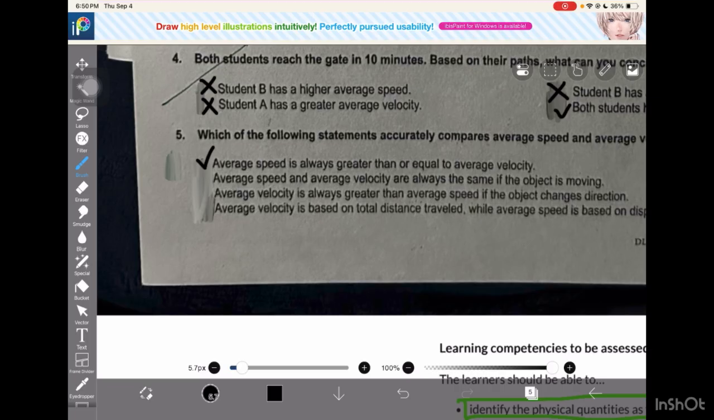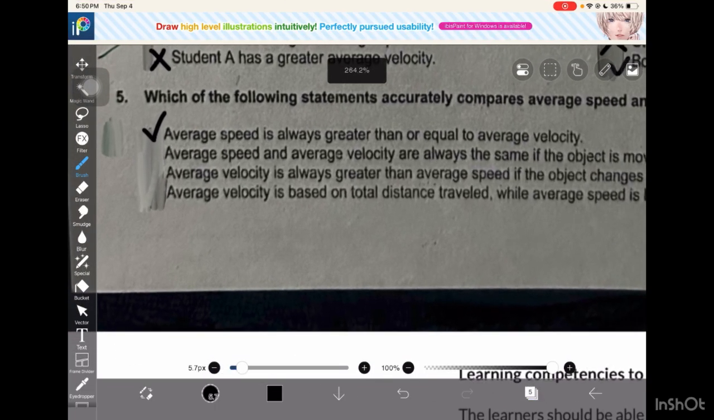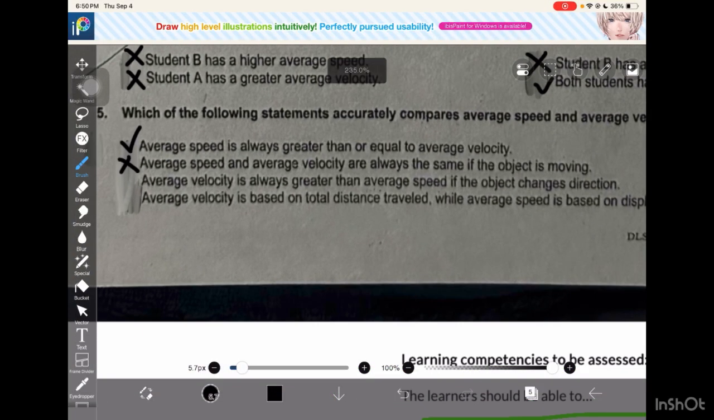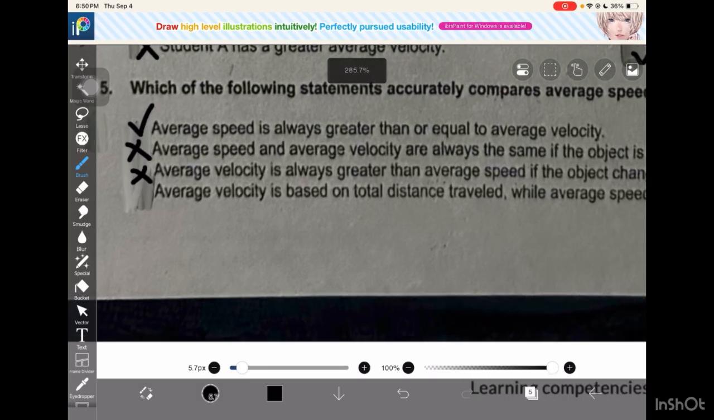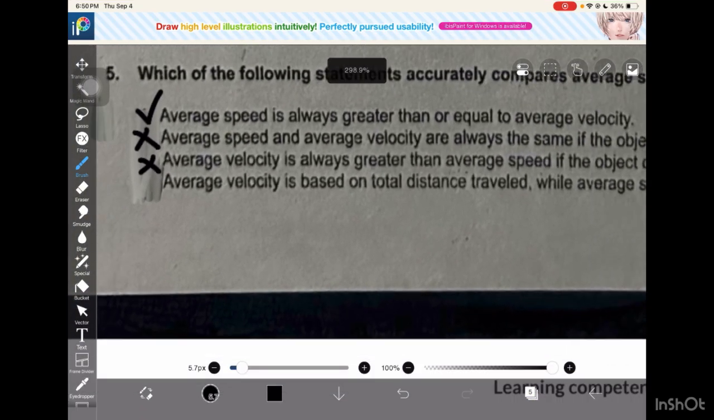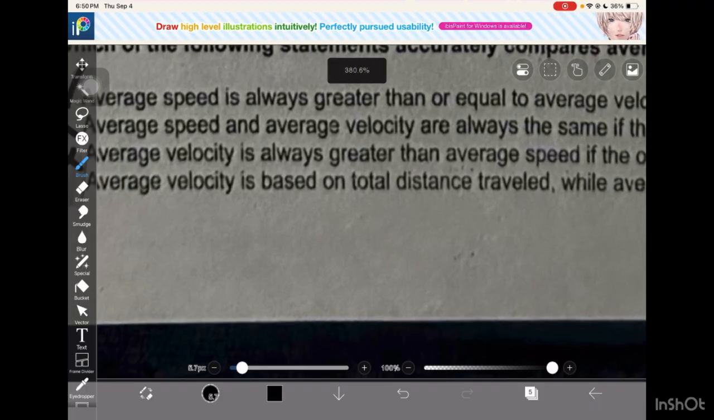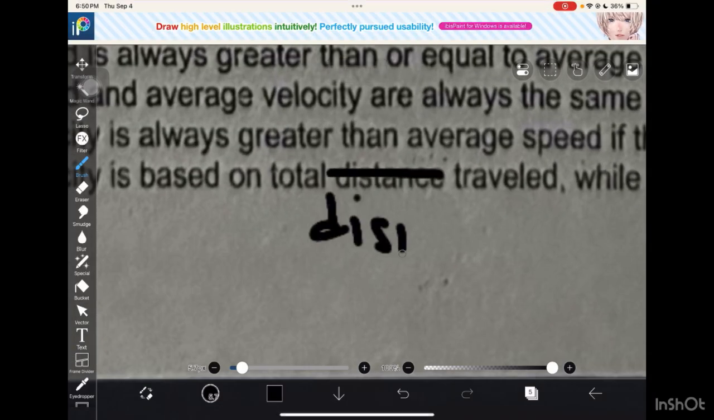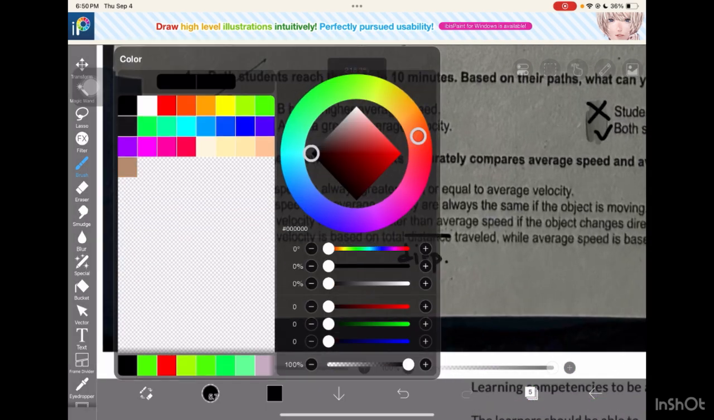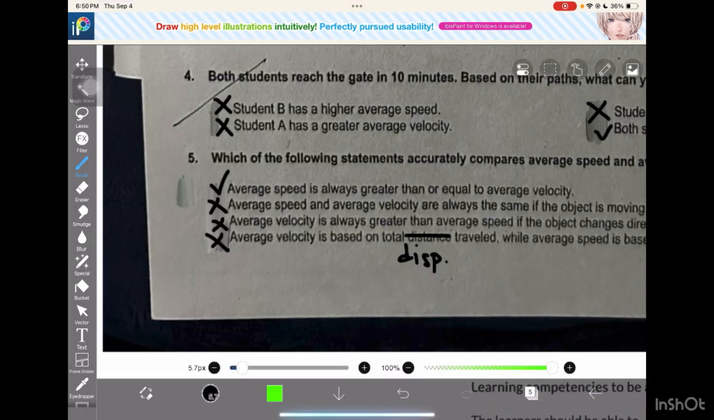Average speed is always greater than or equal to average velocity. So that is correct. It is not always the same even if it's just moving. Average velocity will never ever be greater than average speed. And average velocity is based on the displacement, so this is wrong. So the correct answer for this one is letter A. Let me box the correct answers.